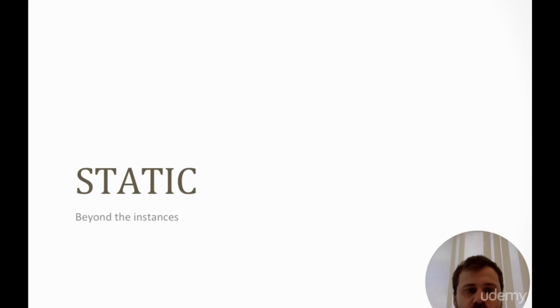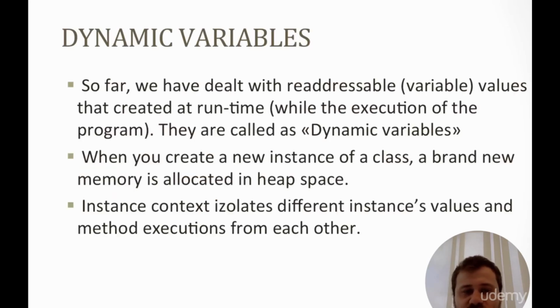Hi, in this chapter we will talk about static contexts, static methods and variables. Static means beyond the instances. Till now we have dealt with variable values that are created at runtime. What does that mean? We can readdress the address value of a variable, and all these variables are created during the execution of the program. That's why they are called dynamic variables.